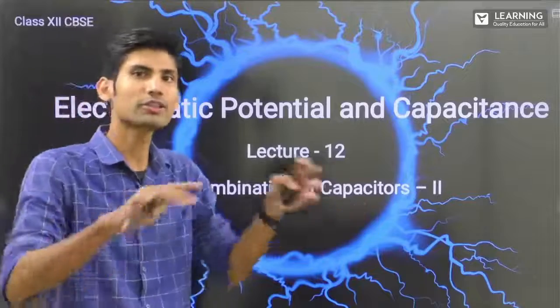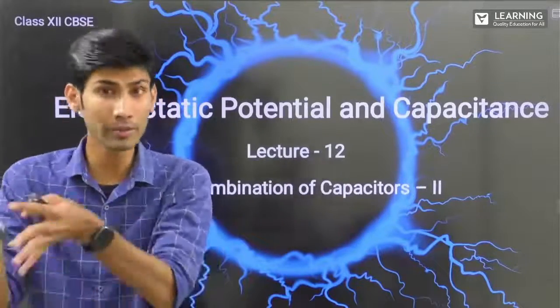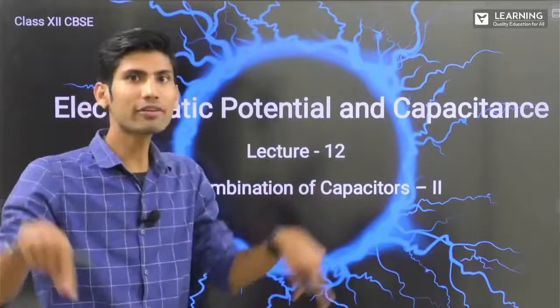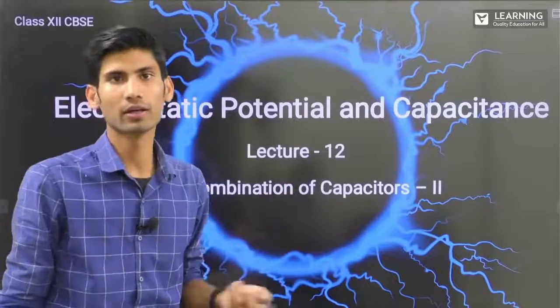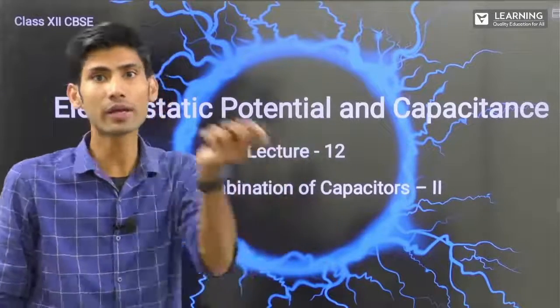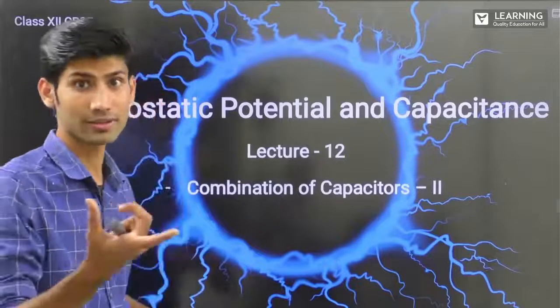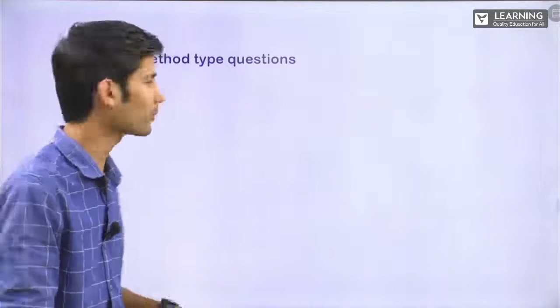Anyways, all the combinations, finally the resultant will be either series or parallel, or the mix of series and parallel, right? But initially when you look at those combinations, you won't make out whether it is series or parallel. We'll learn how to convert it into that particular combination, where you can understand. First, potential method type questions, okay.